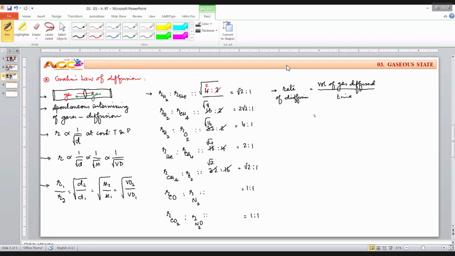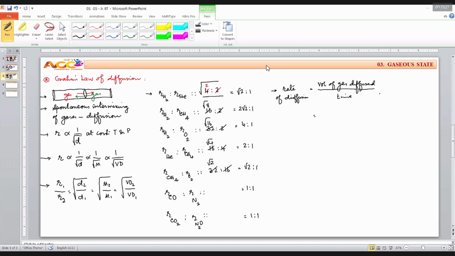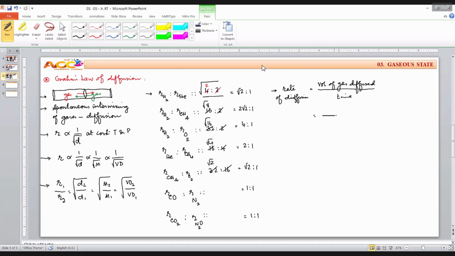Right. So someone says, sir, PV is equal to nRT. If PV is equal to nRT, and temperature is constant here and pressure is constant here, then volume is directly proportional to number of moles. Therefore, shall I say like this, sir?